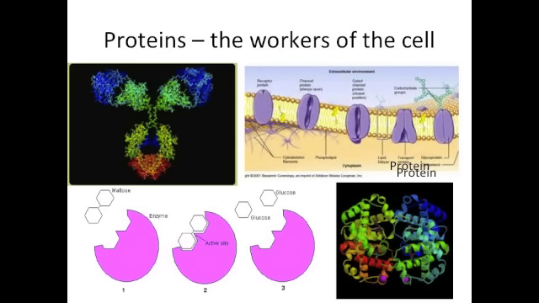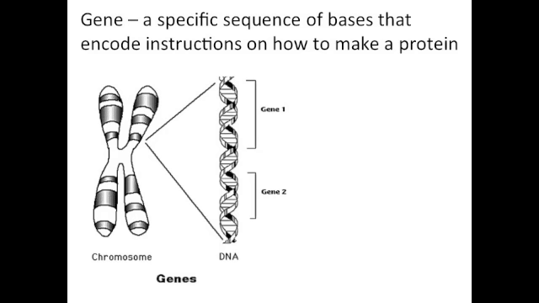The code for what these proteins look like is contained on the DNA. More specifically, it's contained within a gene that is on the DNA. Genes are specific sequences of bases, those A's, T's, C's, and G's, that encode instructions on how to make proteins.